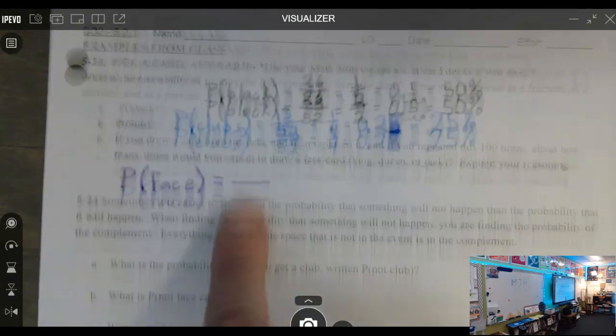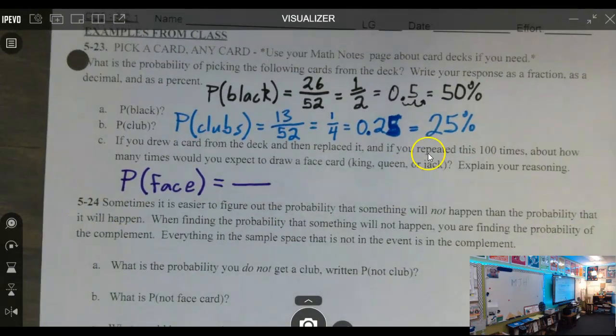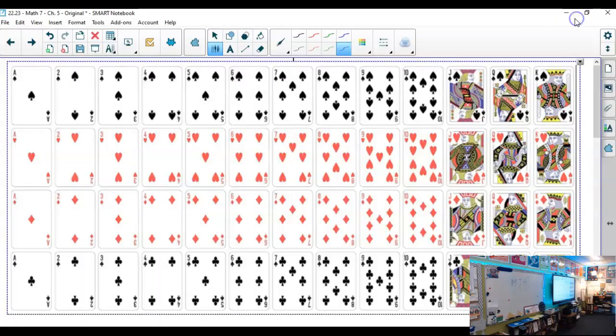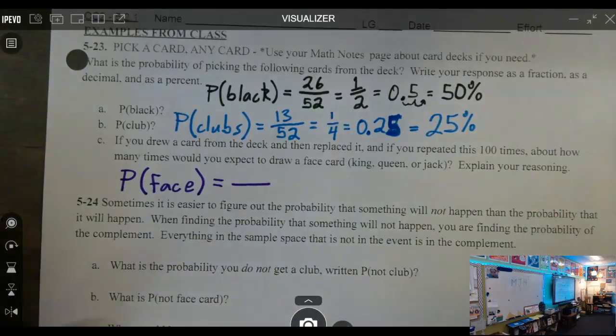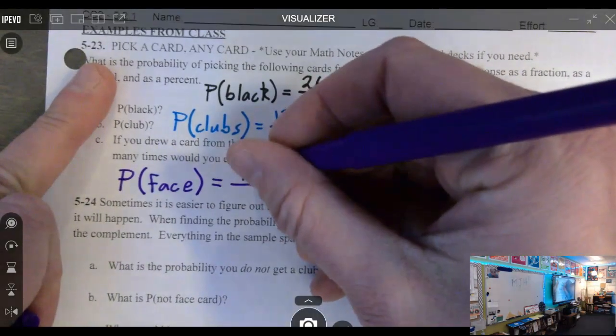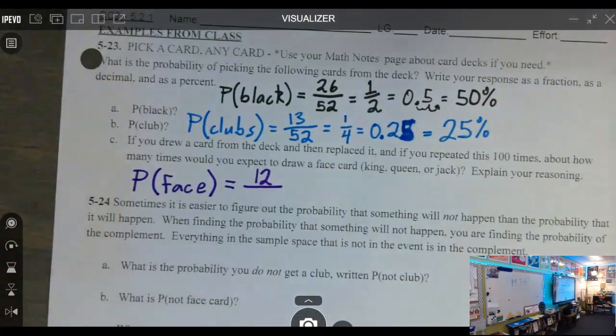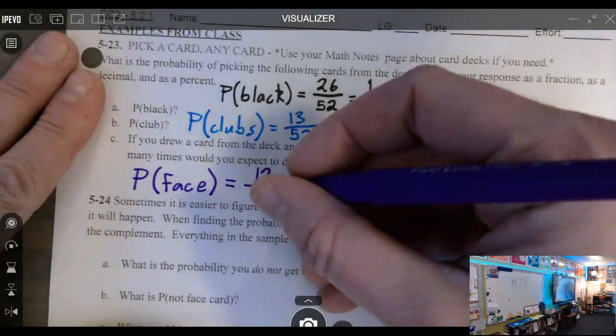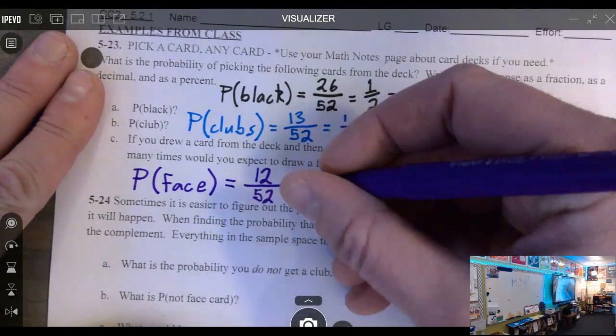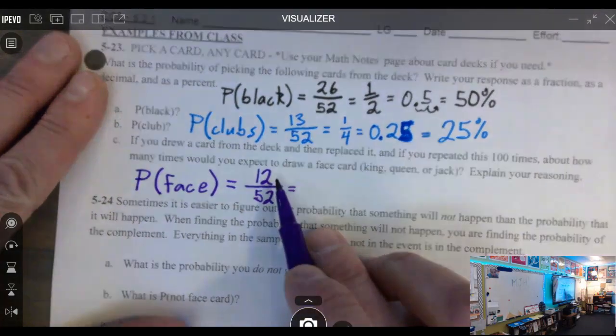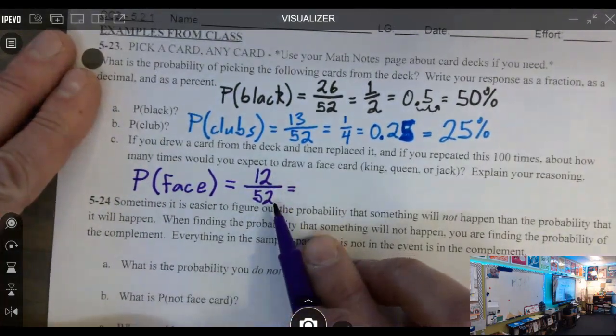Jana! How many face cards are in the deck? 12, right? Jacks there are 4 of, queens there are 4 of, kings there are 4 of. So if we talk about the probability of a face card, it'd be 12 over 52. Because that's how many cards are in the deck, right? 12 face cards, 52 total.